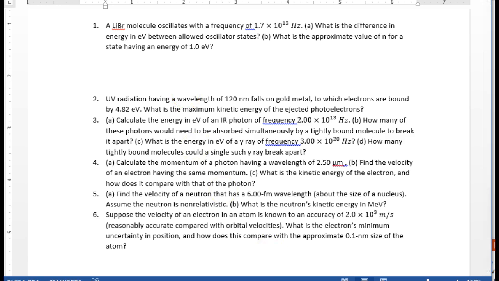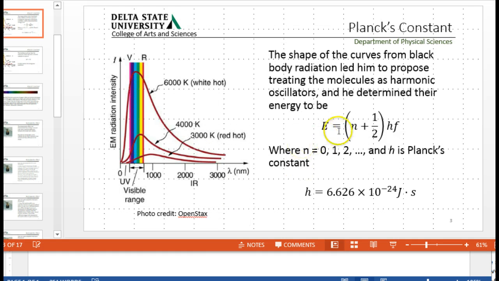So if you pop over to the lecture notes, you'll find E equals (n plus 1/2) hf is the oscillator equation from Planck's work. All right, so this is what we're looking at. The delta, of course, is hf. Those are the allowed steps because n is an integer from 0, 1, and so on.